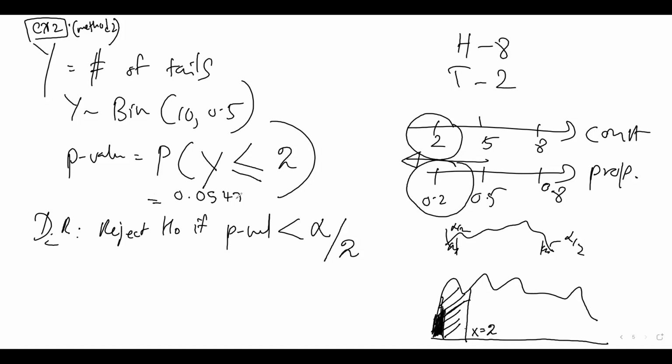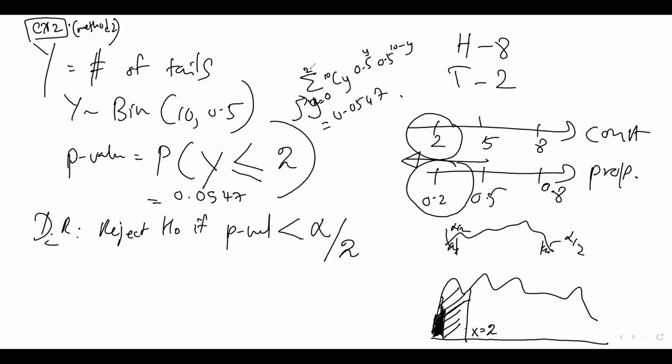You know how to compute this, right? I'll just do it here. Summation y goes from 0 to 2, of 10 choose y, 0.5 to the power y, times 1 minus 0.5, that is 0.5 to the power 10 minus y. So when you compute this, you are getting this one. This is how you write it when you do it manually.